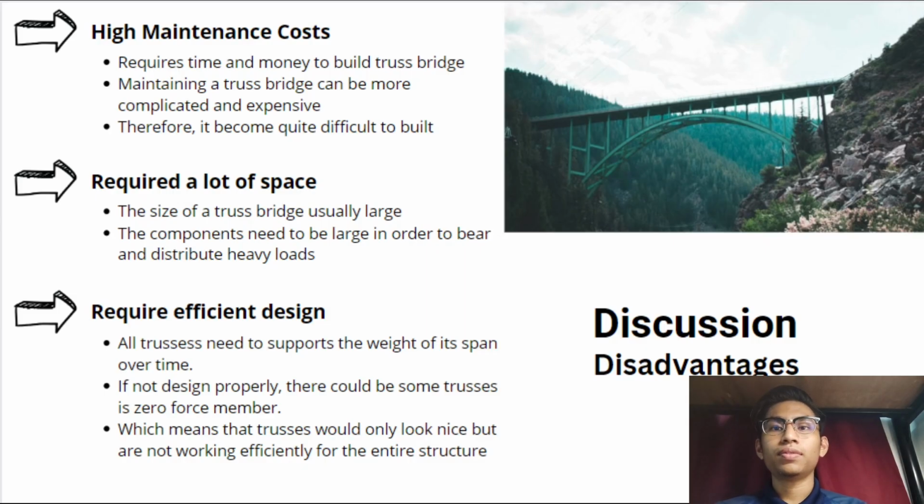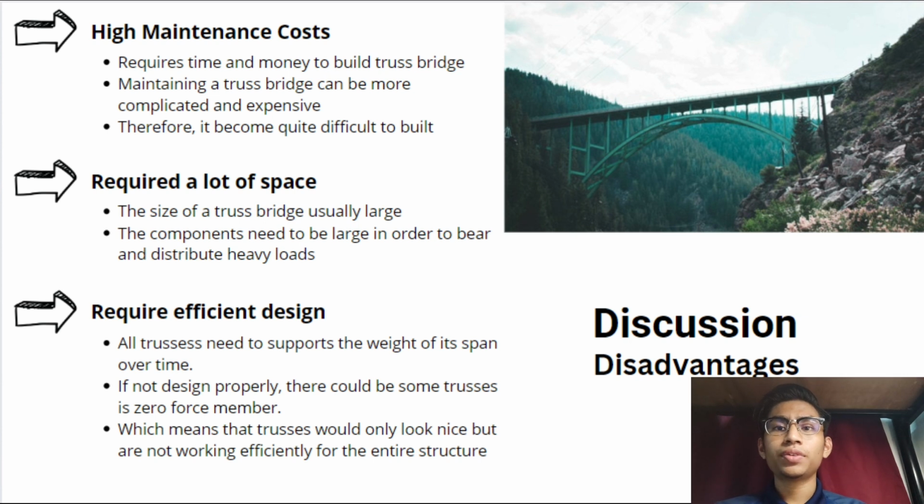Next is disadvantages. Firstly, high maintenance costs. It requires time and money to build a truss bridge. Moreover, maintaining a truss bridge can be more complicated and expensive. Therefore, it becomes quite difficult to build. Secondly, it requires a lot of space. The size of a truss bridge is usually larger. It is because the components need to be large enough in order to bear and distribute heavy loads.